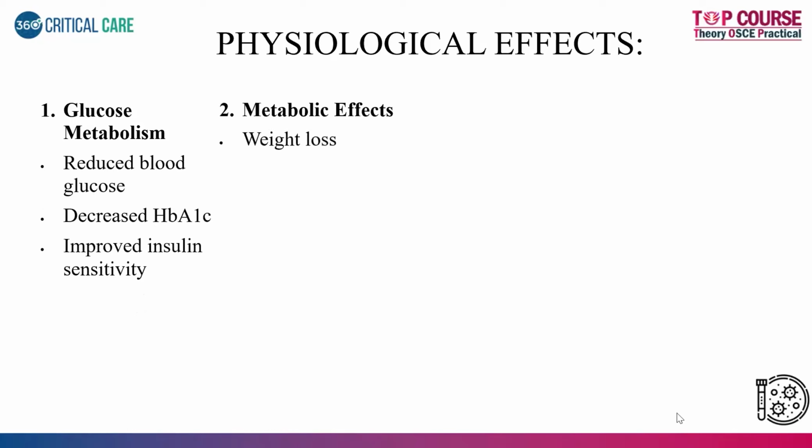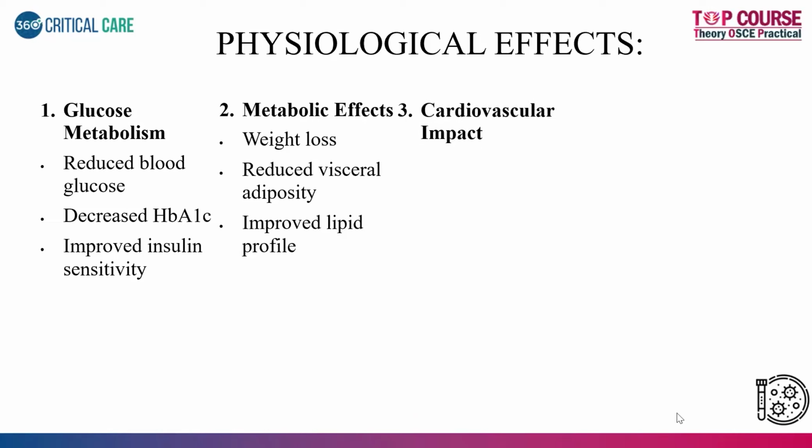One, on glucose metabolism: I told you it causes glycosuria, and because of this it decreases HbA1c in the long term. How does it do this? It improves insulin sensitivity in these patients, because of which there will be better tolerability of sugar and fewer fluctuations, and that is how the patient has a drop in HbA1c levels. Coming to metabolic effects, because of glycosuria and volume loss, there will be weight loss. There will be reduced visceral adiposity, which is usually a consequence of increased sympathetic overdrive, and there will also be an improved lipid profile in these patients.